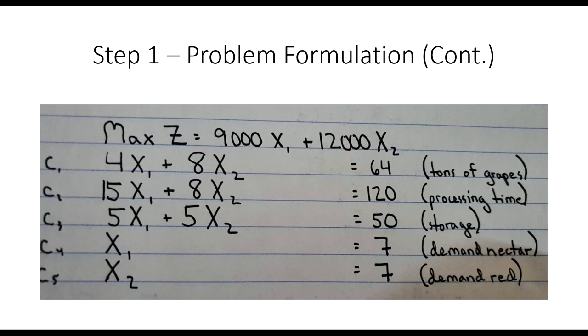Our second constraint, 15x1 plus 8x2 is less than or equal to 120. And that's the processing time we have available. 5x1 plus 5x2 is equal to 50. And that's the storage time that we have available. Finally, x1 is equal to 7. That's our demand for nectar. And x2 is equal to 7, our demand for red.